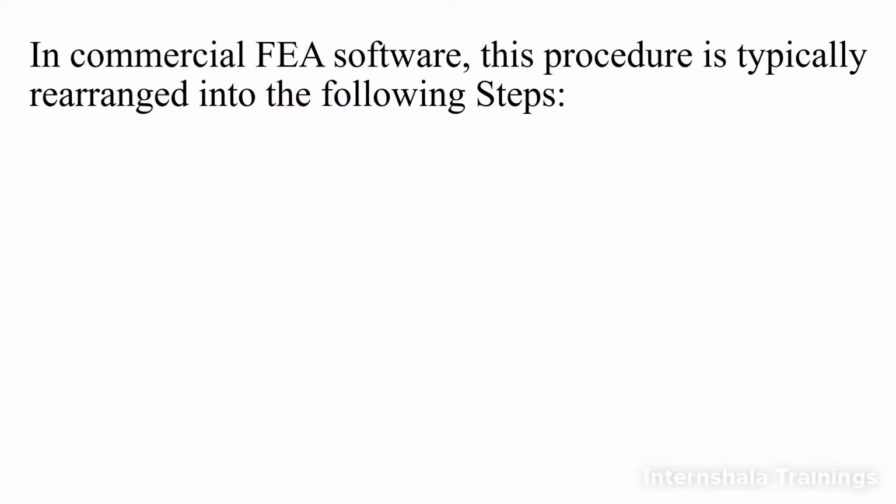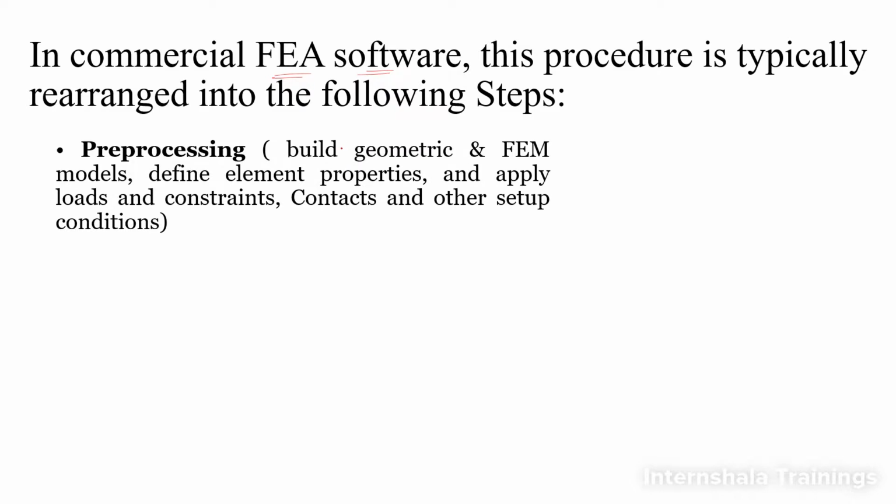See, in commercial FEA software, this same procedure is rearranged into different steps, and technically they are called pre-processing, solution and post-processing, right? First, pre-processing. This is the group of steps that involves building a geometry, then converting it into a finite element model, then defining element properties, applying loads and boundary conditions, different contacts and whatever other conditions, and solver parameters. All of these things come under the pre-processing stage of a problem.